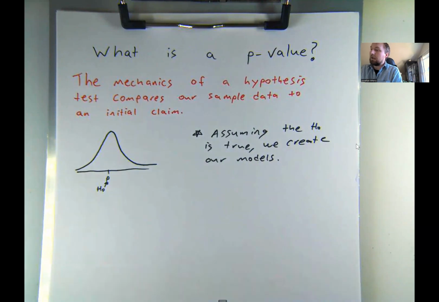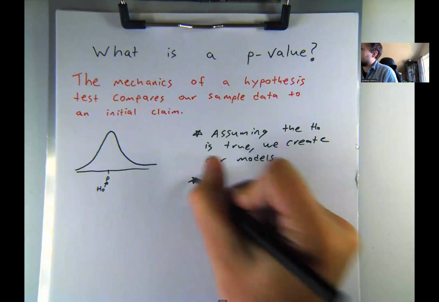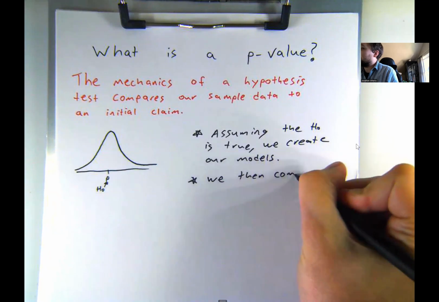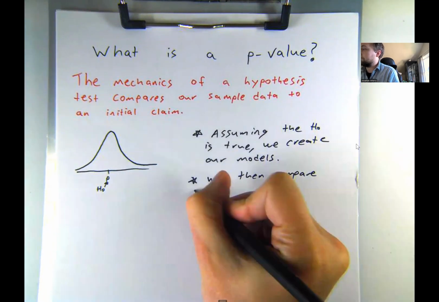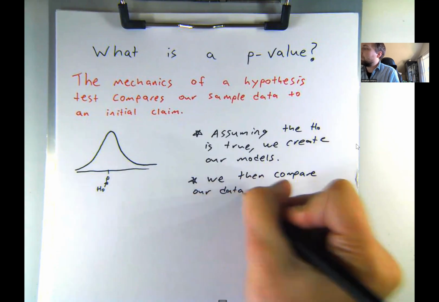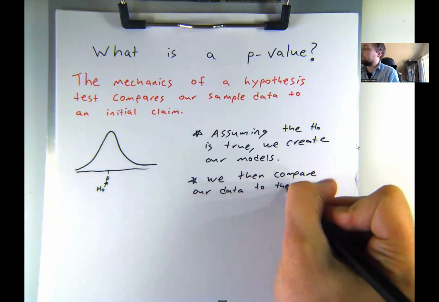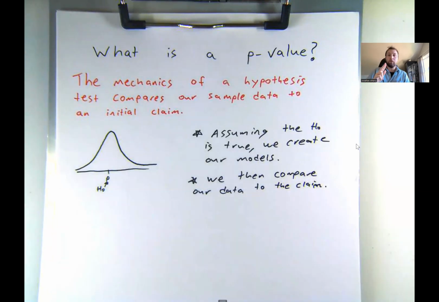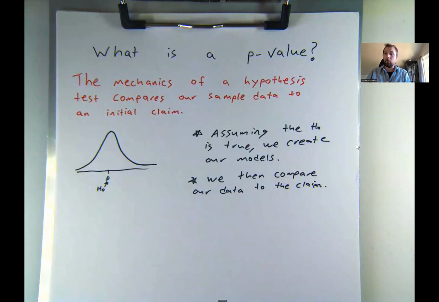So we then compare our data to the claim. And I'm going to show you two different scenarios that can show up to kind of illustrate what's going on with a p-value and give you kind of a visual definition of a p-value. And then we'll look at the more formal definition of the p-value and see how the two things relate.